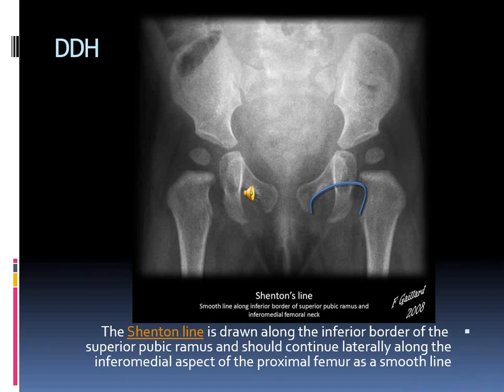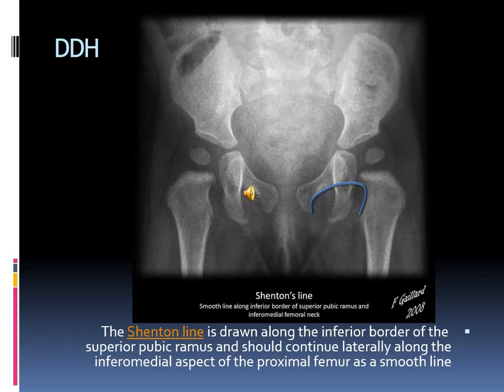Dislocation of the hip joint, which is in fact called developmental dysplasia of the hip joint, is a very important subject, and the way to diagnosis is to know the normal lines which are responsible for the normal pelvis or hip on both sides. So to start with the normal anatomical line, it is just an imaginary line shown here by the blue color. It is the Shenton line.